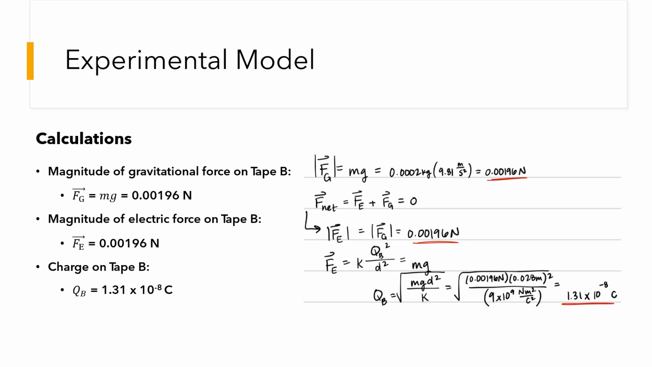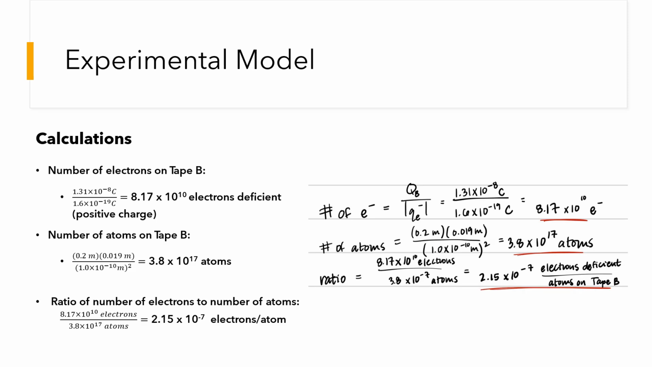I then used the mass of the tape to find the magnitude of the gravitational force of tape B to be 0.00196 newtons, and then the net force equation from earlier to find the magnitude of the electric force on tape B due to tape A to also be 0.00196 newtons. Finally, by rearranging the force due to the electric field equation, I found the charge of tape B to be 1.31 times 10 to the negative 8 coulombs.